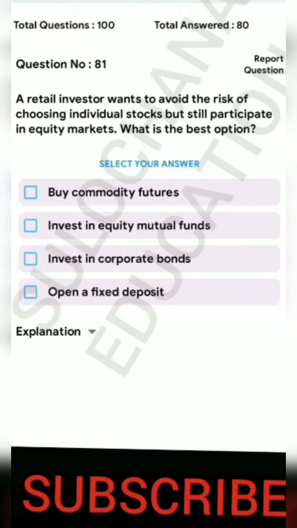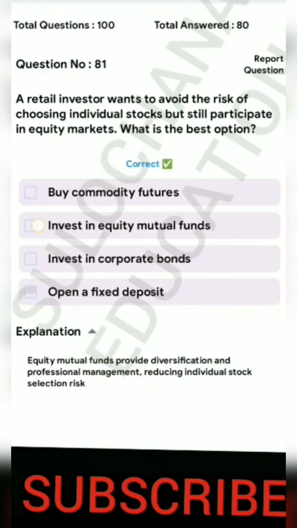A retail investor wants to avoid the risk of choosing individual stocks but still participate in equity markets. What is the best option? Options are A, buy commodity futures, B, invest in equity mutual funds, C, invest in corporate bonds, D, open a fixed deposit. And the correct answer is option B, invest in equity mutual funds.